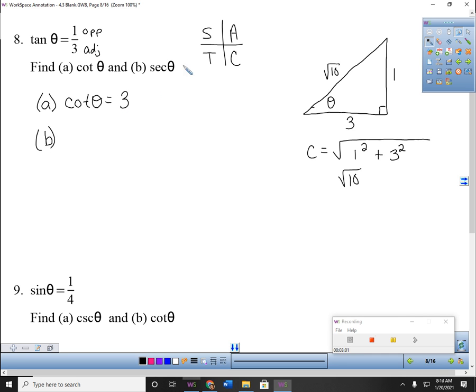Then they want me to find secant. Well, I know that secant is the inverse of cosine. So I'm going to find cosine, and then I'm going to flip it. Cosine is adjacent over hypotenuse, so that would be 3 over the square root of 10, right? But we're going to flip it and do it backwards. So square root of 10 over 3.